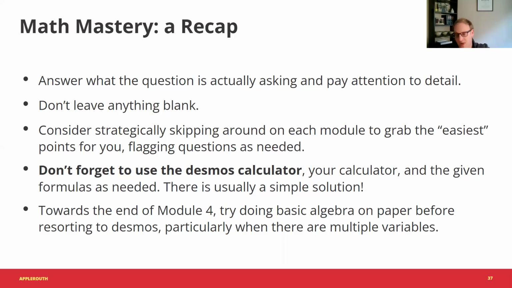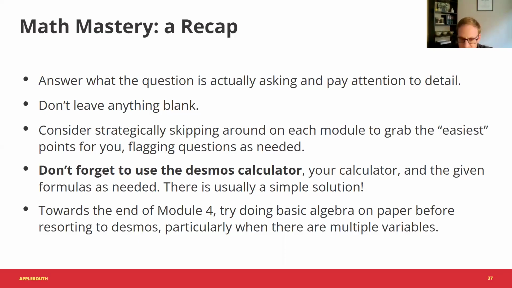Consider strategically skipping around. That's really big for verbal, which we'll talk about next week, but for math as well. Questions tend to get harder as they go in each section, but that doesn't mean that's necessarily the case for you. So if question 17 is taking forever, skip to 18, maybe you'll find it easier.